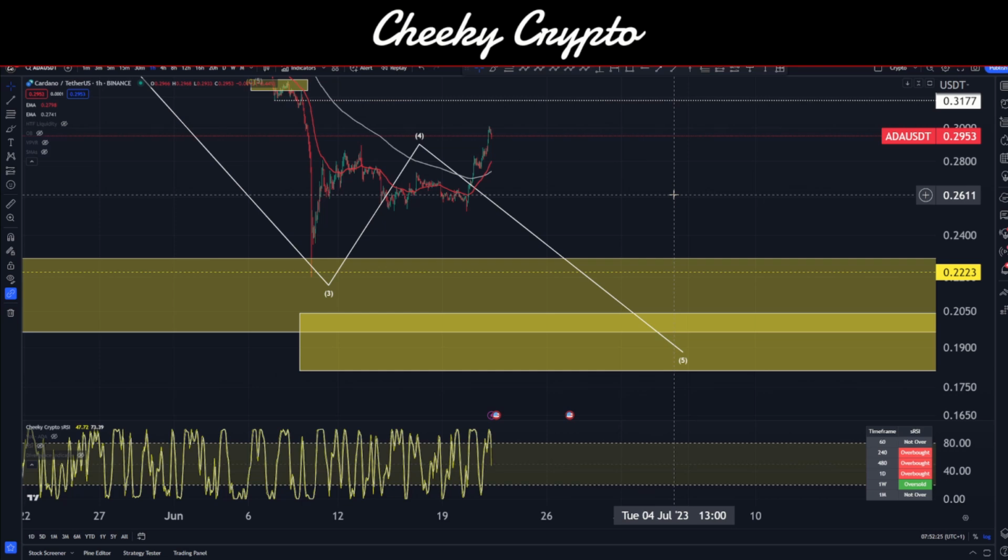Expect small moves to the upside on the smaller time frames, but essentially on the macro level, I think we have further to the downside to go.